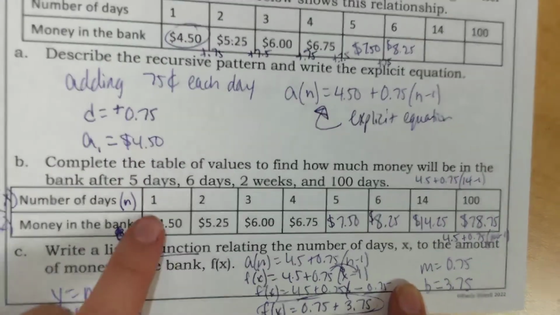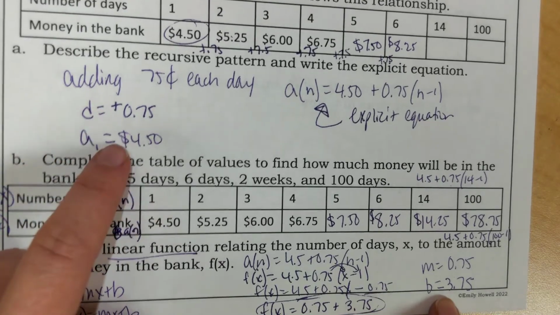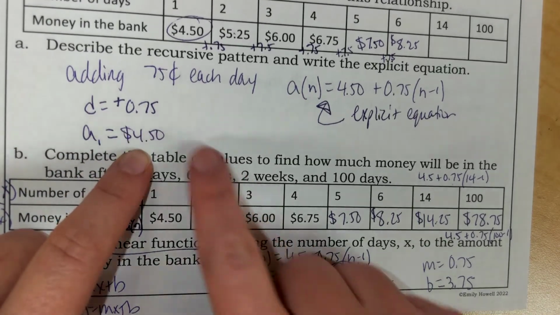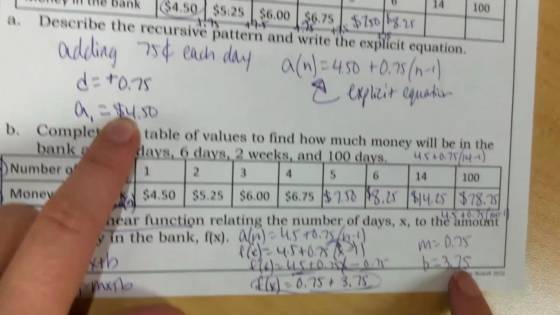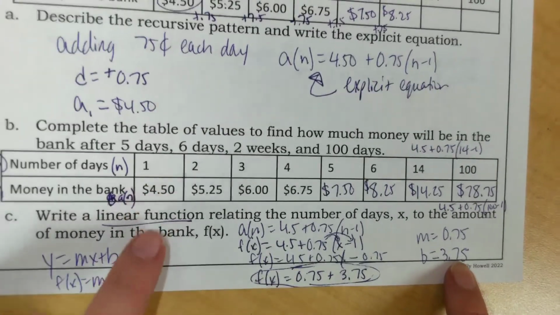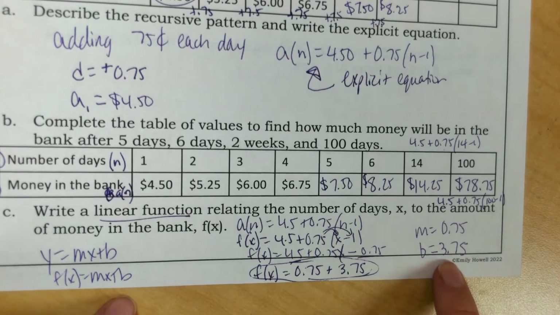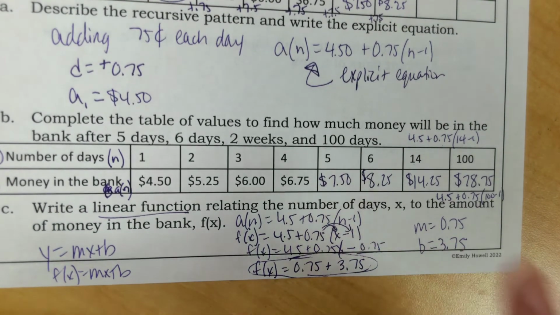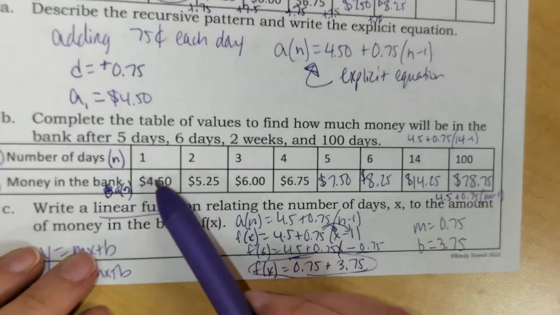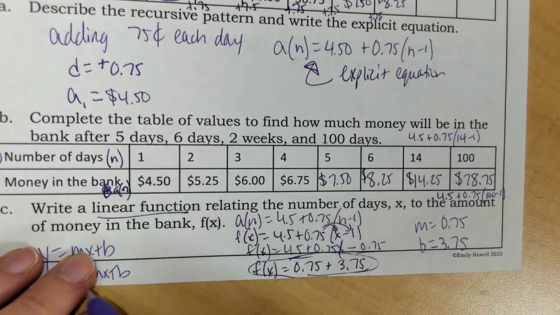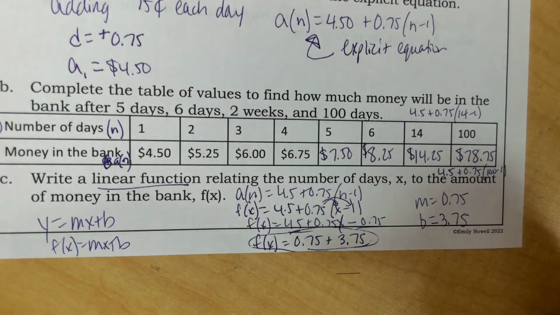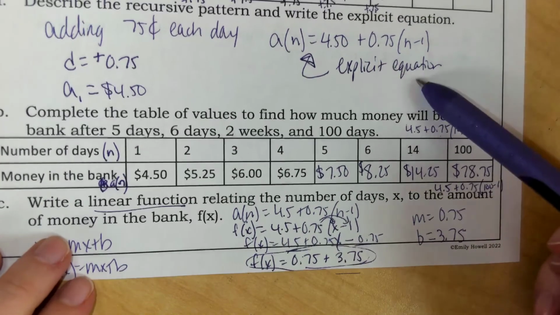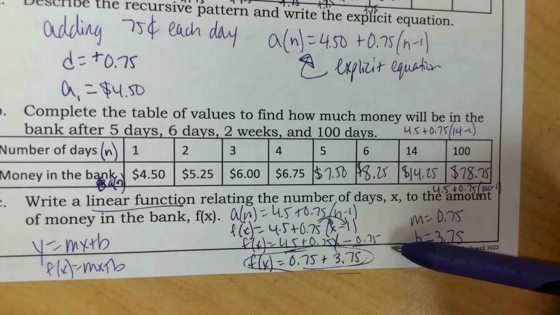The first day she had the $4.50. So when we're looking for the first term of the pattern, we use that $4.50 because that was the first amount that she put in. Whereas here, when we're looking for our y-intercept, where x is 0, before she ever put money in, the initial value was $3.75. We have to back up one more term in our pattern. And so I want you to be able to see that difference between that explicit equation and that linear function.